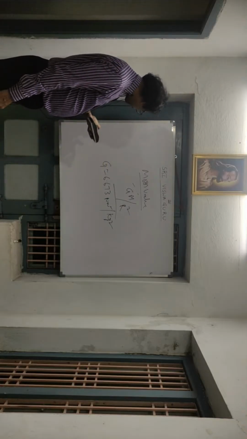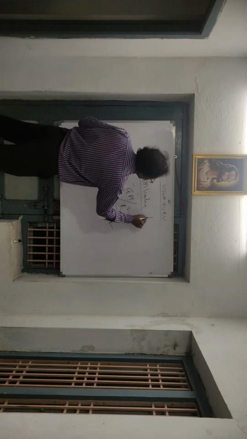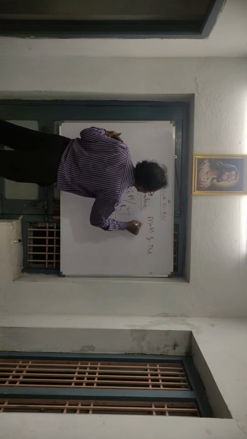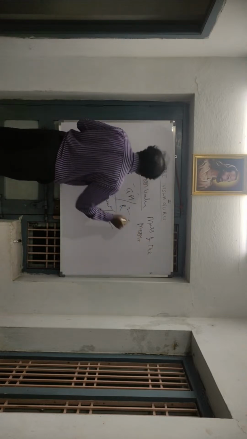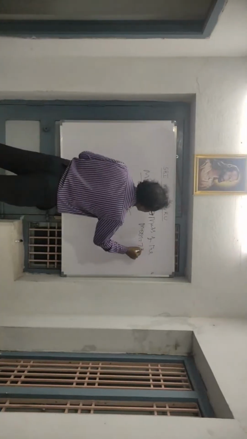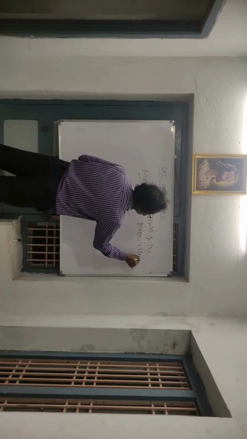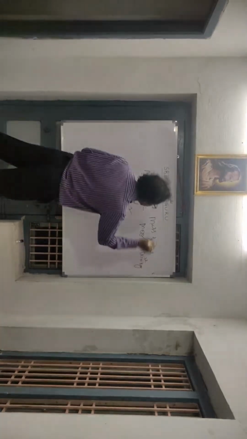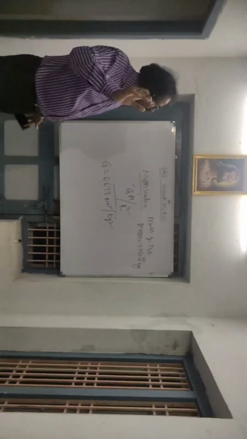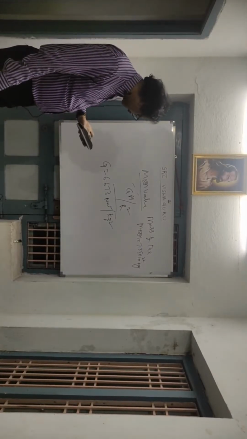Okay, here what is the mass of the moon? Mass of the moon is equal to 7.35 into 10 to the power of 22 kg.